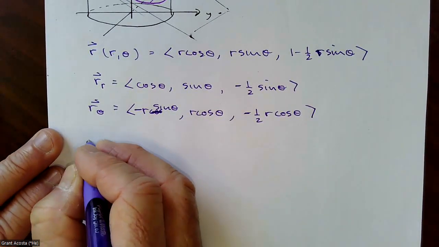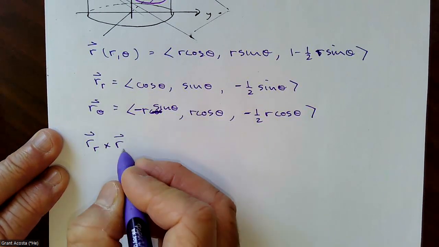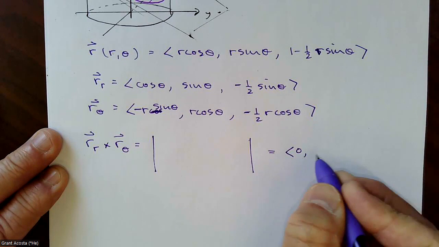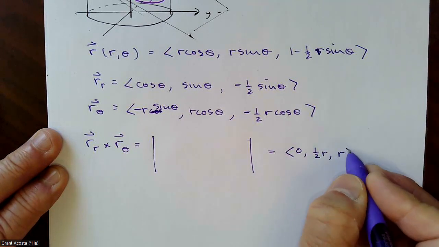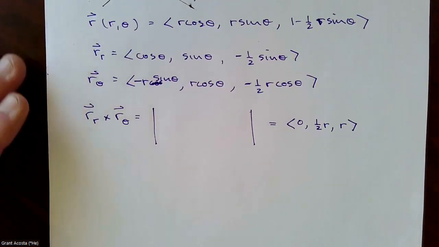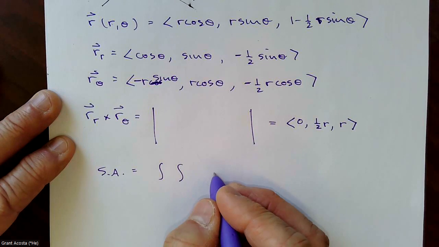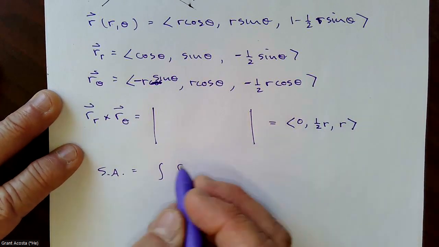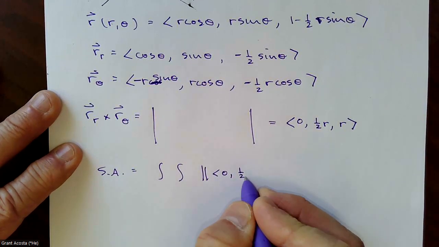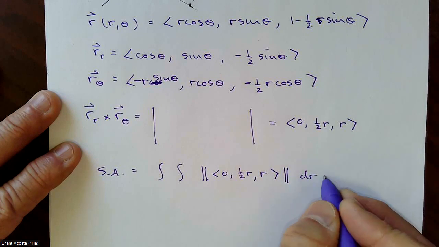If you have trouble, you can ask me. But to save a little time, if you do that cross product, you should end up with the vector 0, 1/2 r, and r. So make sure you can get those values. You're probably going to need some trig identities. So then what you would end up integrating, my surface area, is going to be the integral of the magnitude of 0, 1/2 r, r, dr d theta.